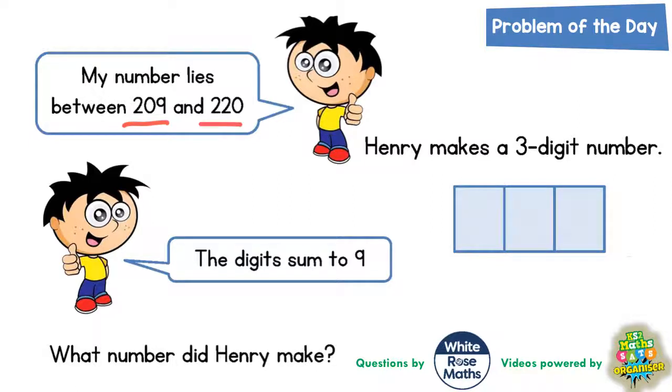His number lies between 209 and 220, and the digits sum to 9. Well, the obvious thing to do here is to actually write out the numbers between 209 and 220.